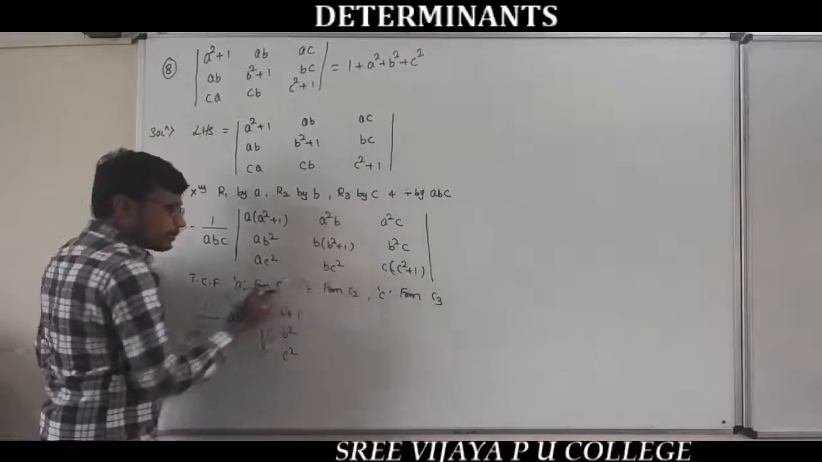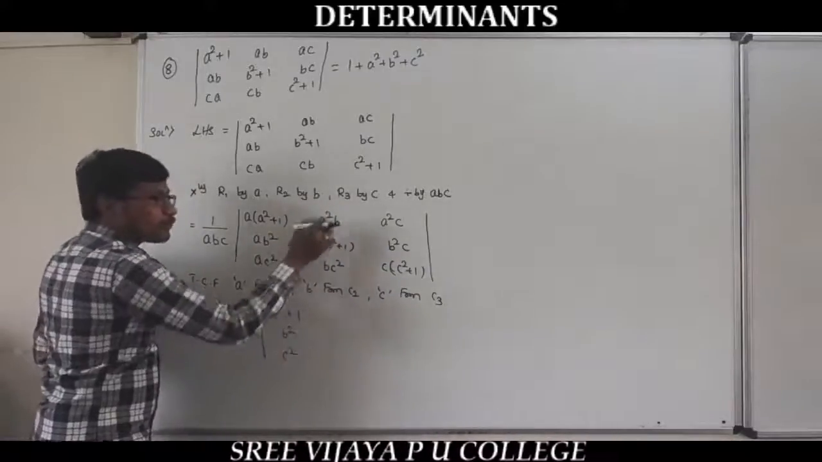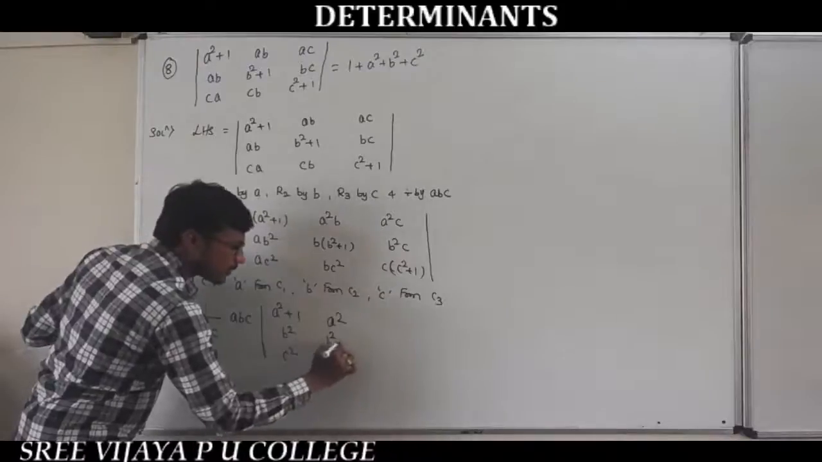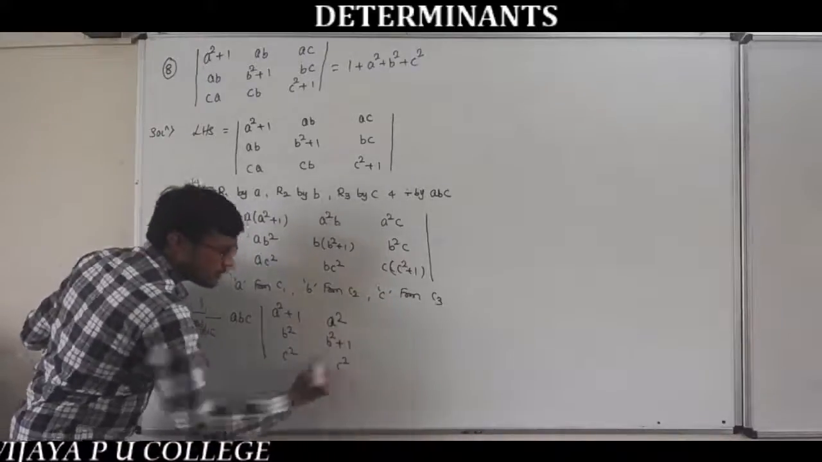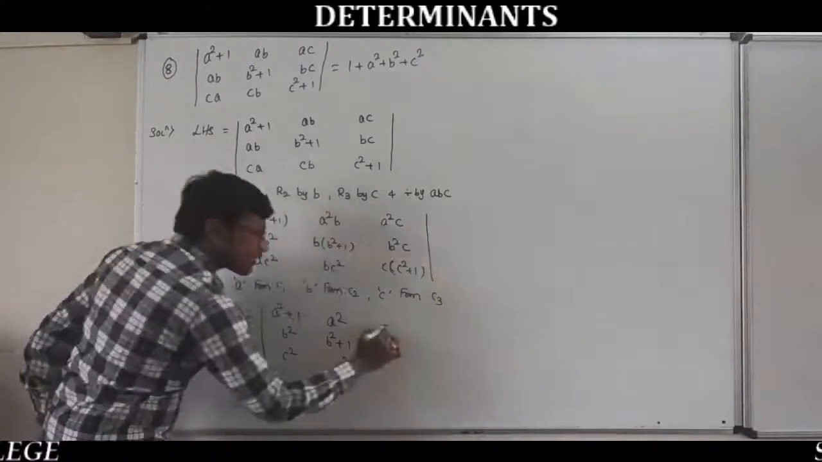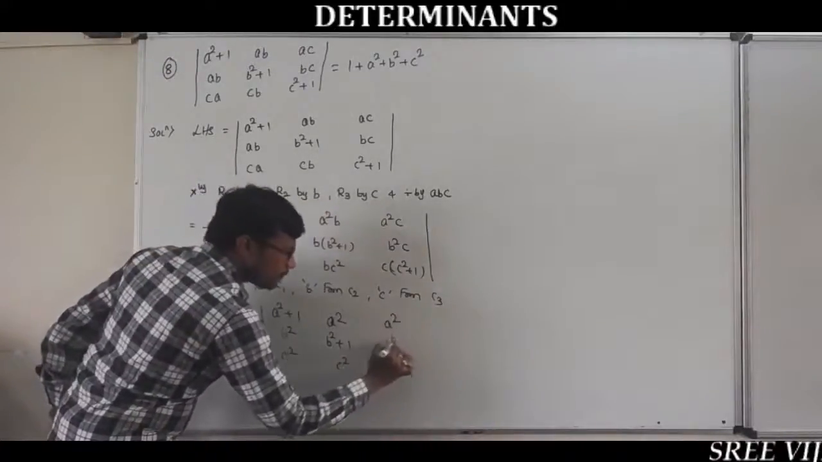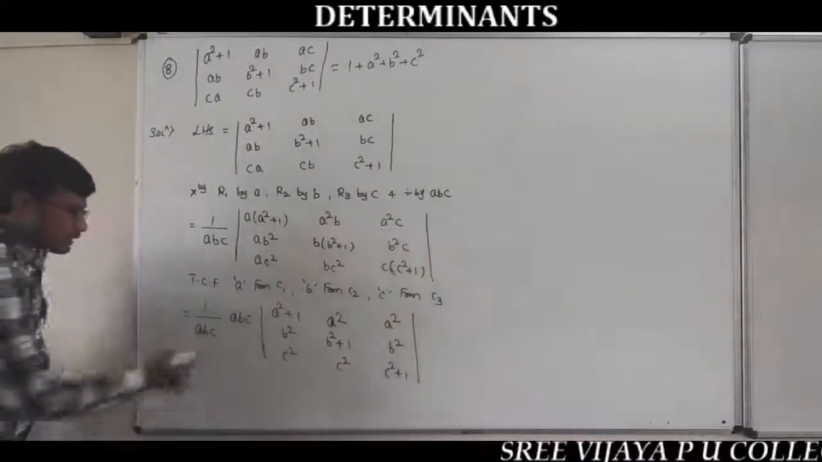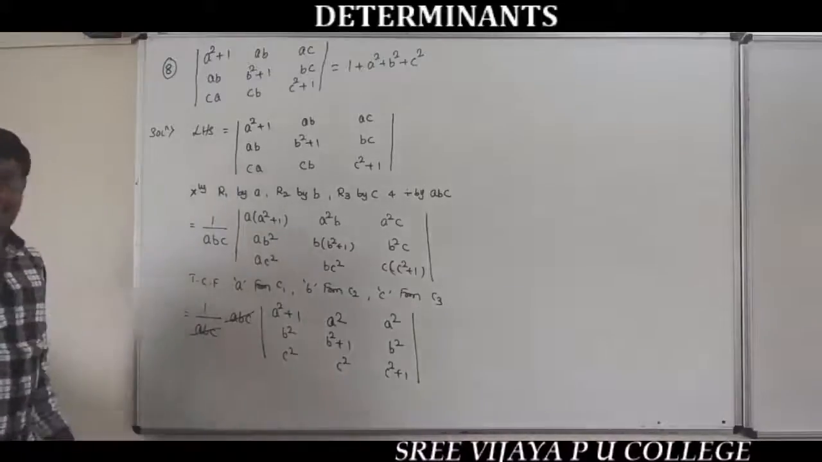In the second column, we take B as common. If you take out B, it is A square, then B square plus 1, then C square. From column 3, you took C as common, so in column 3 you are left with A square, B square, and C square plus 1. So now this ABC gets cancelled.